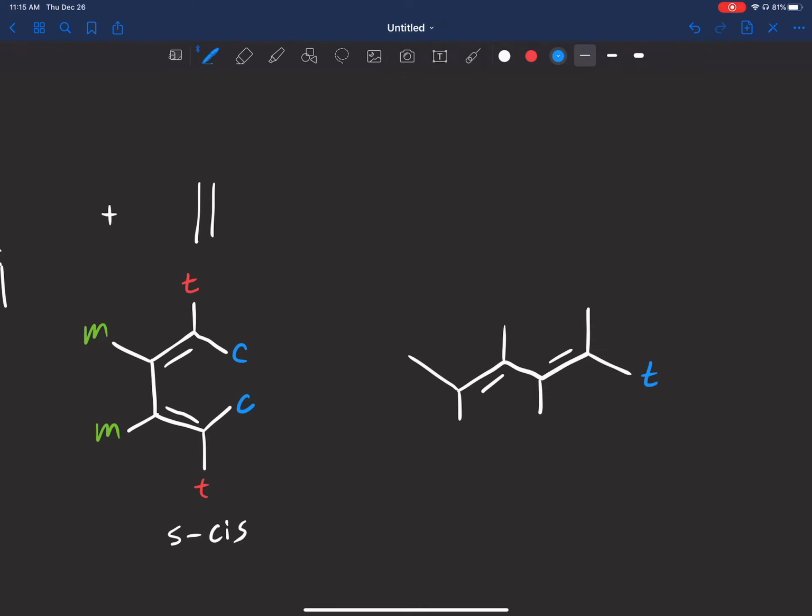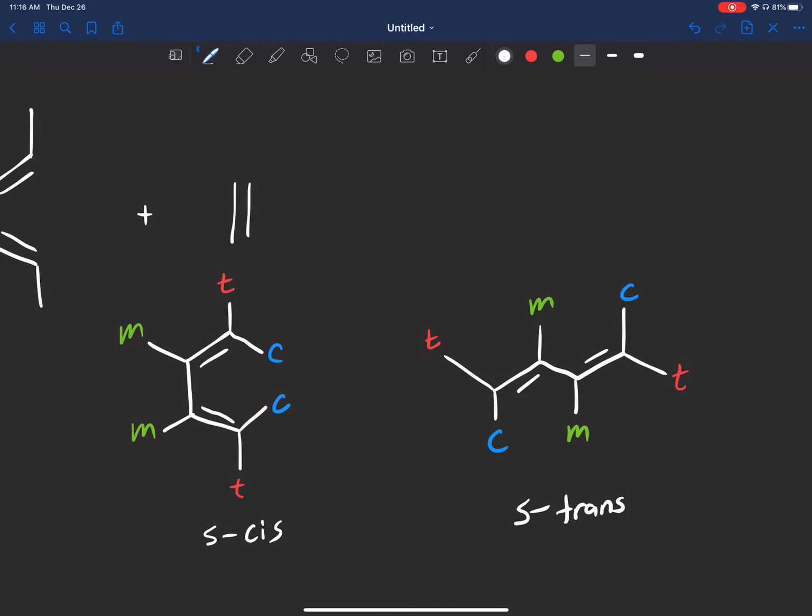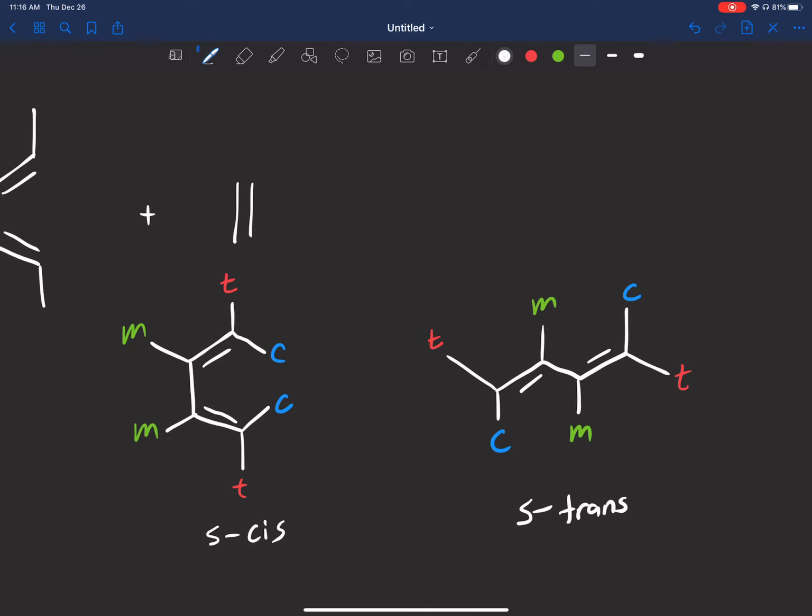So the trans substituents, let me keep that consistent, put that in red, would be these guys. The cis would be this one, and it would be this one. And the ones we labeled as M with no stereochem would be those. So that's S-trans. I find it more helpful just to know the S-cis version and get comfortable with bond rotations. It's a good habit to get into, and it comes in handy. So I'm just going to keep the S-cis version for now.